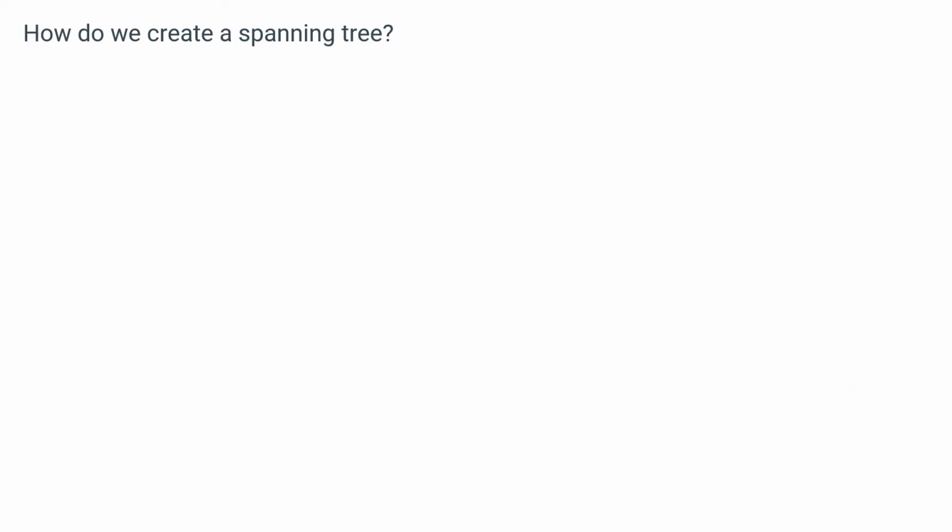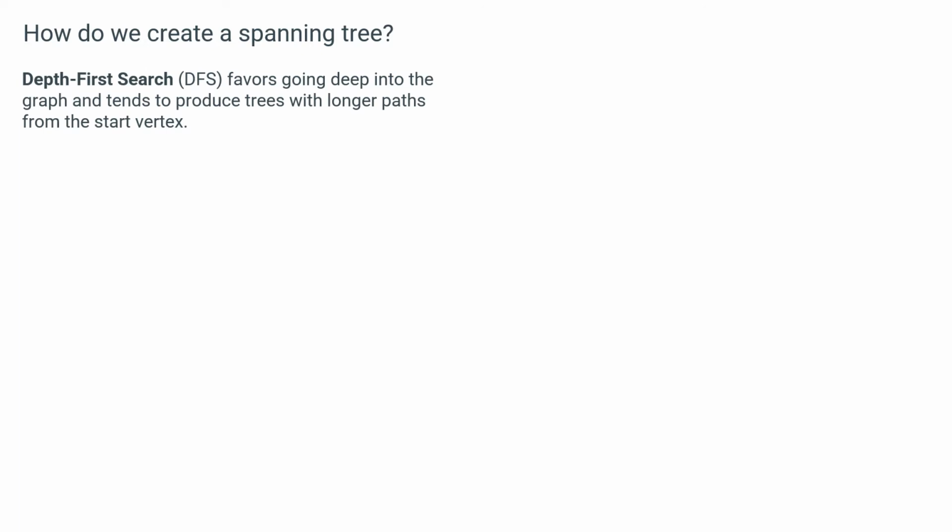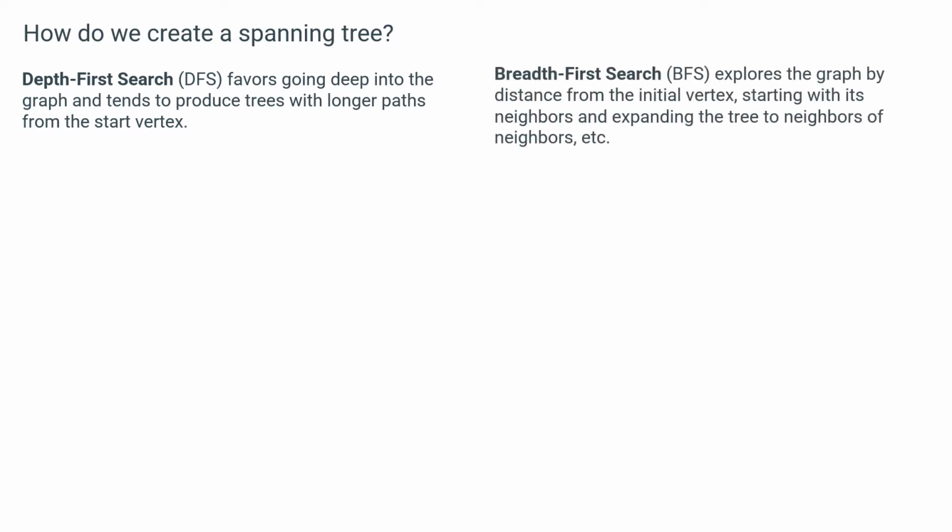How would we create a spanning tree once we're given some graph that we might call G? Well, there's a couple of different ways that we can go about it. We can use depth first search, which favors going deep into the graph and tends to produce trees with longer paths from the start vertex. Or we might choose breadth first search. That explores the graph by distance from the initial vertex, starting with its neighbors and expanding the tree to neighbors of neighbors. Okay, so we're going to look at a lot of examples and get the idea of how this works.